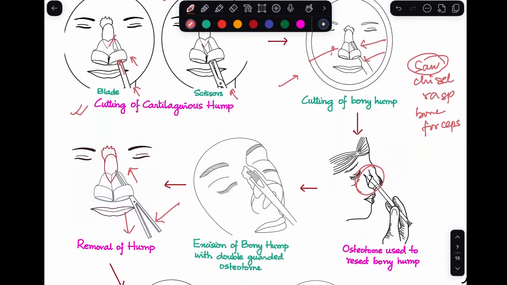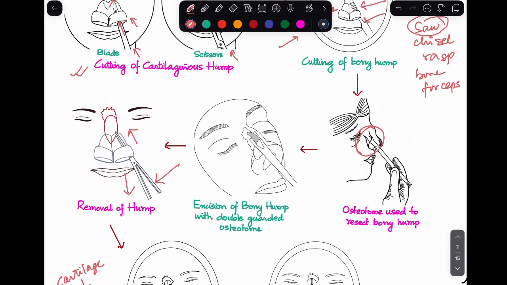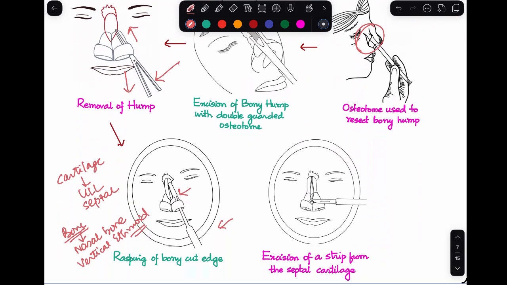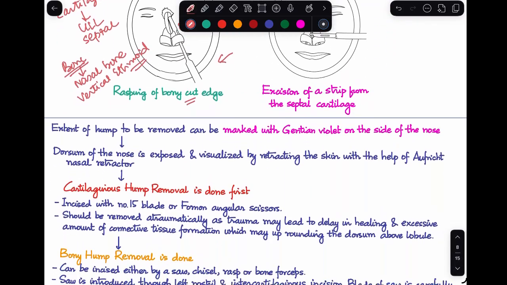And after we have made all the incisions, then with the help of a straight hemostat, we are going to grab the excised portion and take it out. We will check for any irregularities on the dorsum, and if there are any irregularities, then we'll rasp the area to make it smooth. So that's about our hump removal.